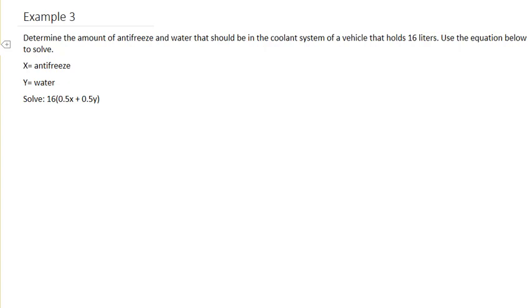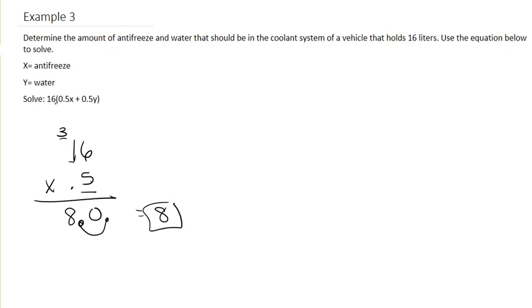Example 3. Determine the amount of antifreeze and water that should be in the coolant system of a vehicle that holds 16 liters. Use the equation below to solve. So once again, we have x is our antifreeze, y is our water, but now we have 16 out in the front. So 16 times 0.5, 5 times 6 is 30, carry the 3, 5 times 1 is 5, plus that 3 is 8. So now we have 1 decimal to worry about, so we move it over, and we get 8.